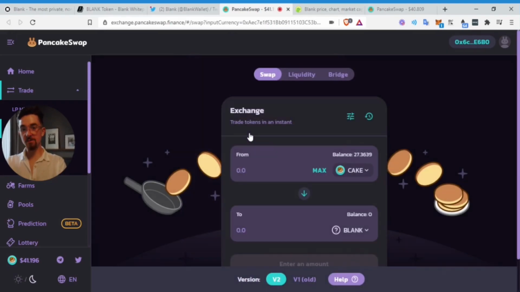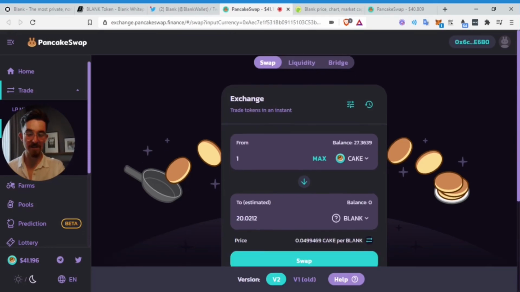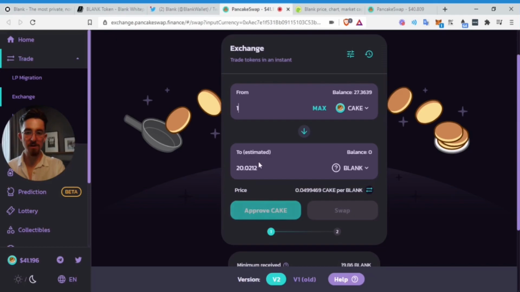But in this case, with Cake, I was staking these Cake tokens for a little bit. I think this 27 Cake is the profits, the amount I earned from staking, which is like $1,000, and that was in a couple of months. Ridiculous. So 27 Cake. Let's use one Cake and just show you how fast this is on Binance Smart Chain.